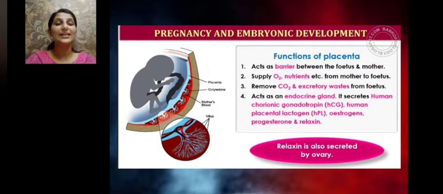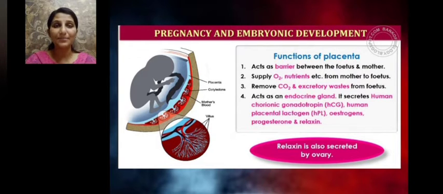It secretes certain hormones. Which are these hormones? These are human chorionic gonadotrophin, or HCG; human placental lactogen, or HPL; estrogens, progesterone, and relaxin. Relaxin, in addition to the placenta, is also secreted by the ovary. So these are the functions of the placenta.